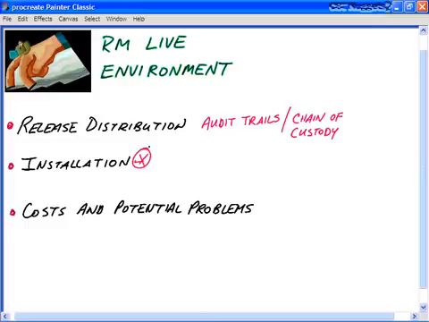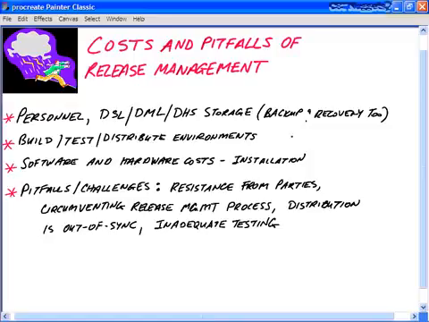Finally, I want to look here at some costs and potential pitfalls with release management. The final aspects of the release management process or activities to consider are the cost and the pitfalls of release management. First of all, the costs are going to be in personnel. That's all the members of the release management working group and other interested parties. The storage for the DSL, DML, and DHS, the software, media, and hardware storage.